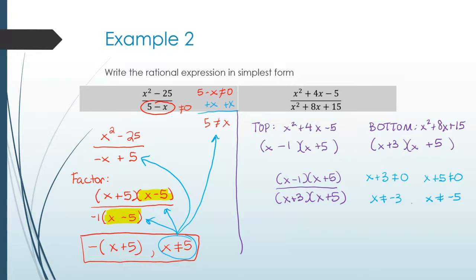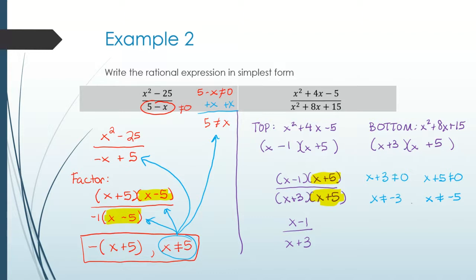So now that I've got that, I'm going to start canceling. I'm going to see what cancels. And I can cancel out an x plus 5. So I have it on the top and on the bottom. So this would leave me with x minus 1 over x plus 3. Now, -3 is still not allowed because I have x plus 3. That is still there, so I don't have to write that part of the domain again because it's still in my expression when I ended.